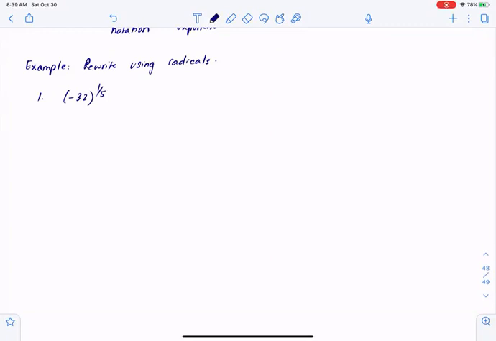We have negative 32 raised to 1 over 5. I look at 1 over 5, and that immediately tells me that I'm dealing with the fifth root. And whatever I see inside the parentheses will simply go inside the radical.